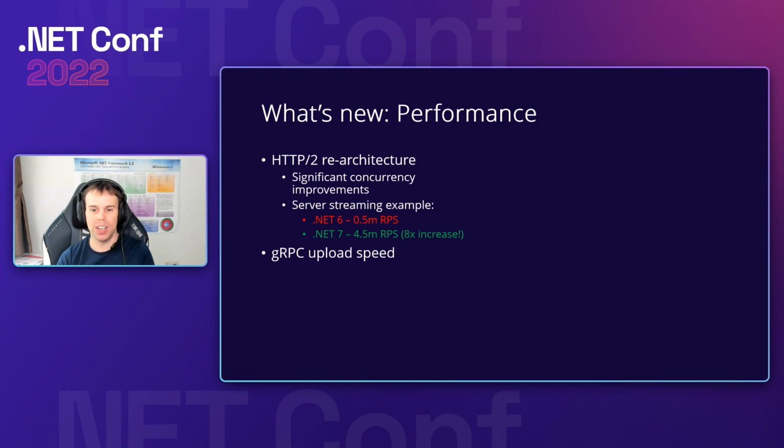So what we did in .NET 7 is we increased the buffer sizes to find a better balance between memory usage and throughput. Previously, uploading a 100 megabyte file in .NET 6 would take about 27 seconds. In .NET 7, there is a 6-fold improvement. Now it's just a bit over 4 seconds.